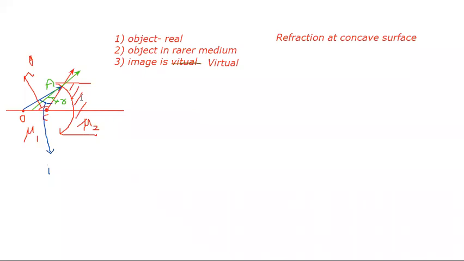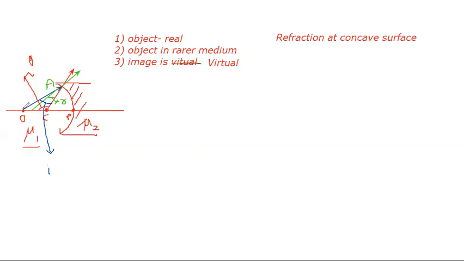So we have taken a refracting surface here. This is the refracting surface, right? And we have the pole of the refracting surface at this point. This point is the pole. The center of curvature is at C, and we have placed an object O in the rarer medium. Mu1 is the refractive index of the rarer medium, mu2 is the refractive index of the denser medium, right?